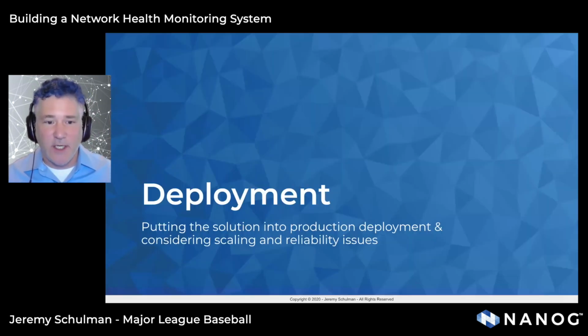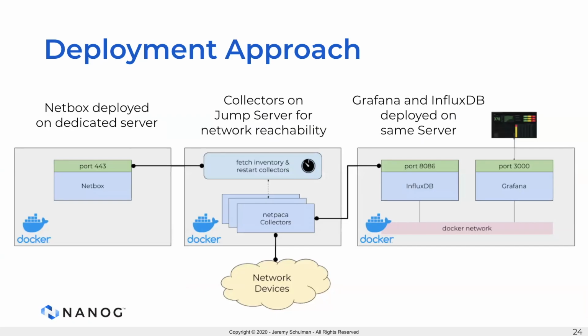So now that you know the building blocks and what I used, I'm going to talk about how I deployed this into our network and tried to address some of the issues in terms of scaling and reliability. What this slide is showing you is how I deployed the Docker containers that provided each of those architectural services. So we have our NetBox.